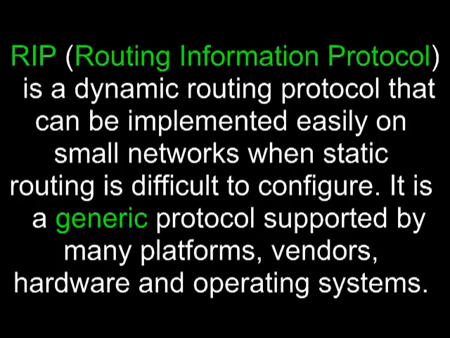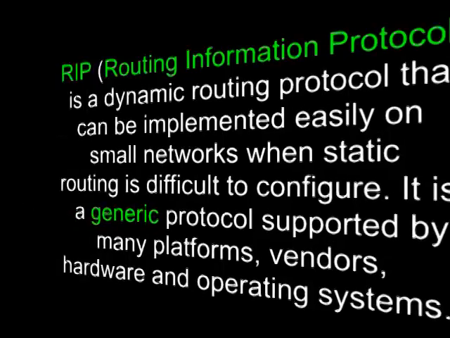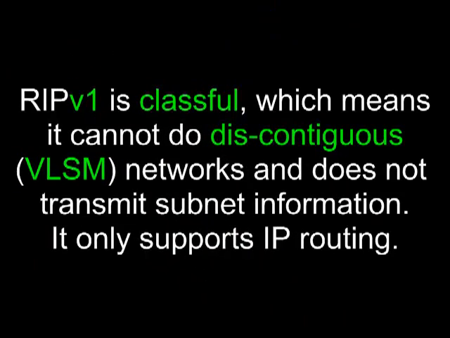RIP, the Routing Information Protocol, is a dynamic routing protocol that can be implemented easily on small networks when static routing is difficult to configure. It is a generic protocol supported by many platforms, vendors, hardware, and operating systems. RIP version 1 is classful, which means it cannot do discontiguous VLSM, or variable length subnet mask, networks and does not transmit subnet information. It only supports IP routing.